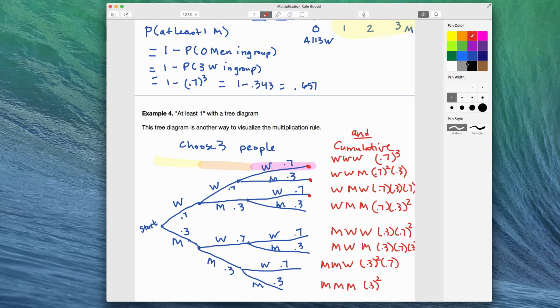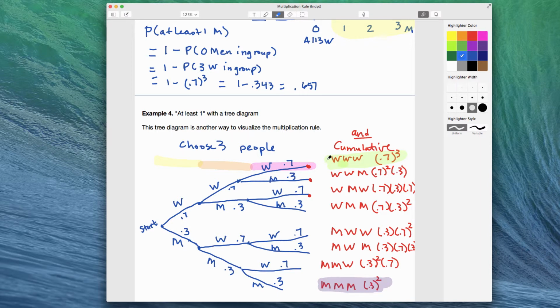So you can go back now and look at some of these outcomes here. So if I said, well, what's the probability of all women? Here is all women, 0.7 to the 3. What if I wanted to find the probability of all men? Well, I just look for MMM. Here's the probability.